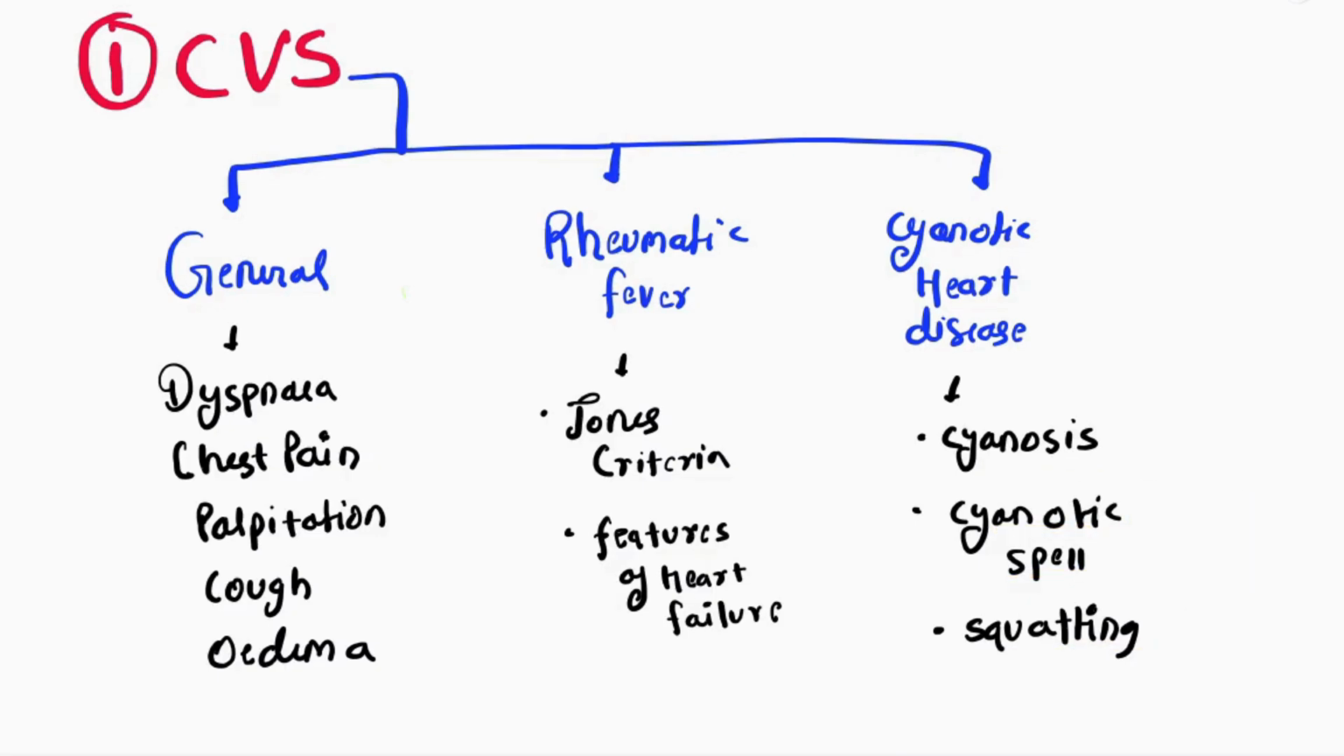Now, patients having cyanotic heart disease might present with cyanosis, cyanotic spells, which we also call tet spells, and squatting. These cyanotic spells are relieved on squatting. So, in the upcoming video, we will study in detail about cyanotic heart disease in the form of a case. We have studied the symptomatology of the cardiovascular system.